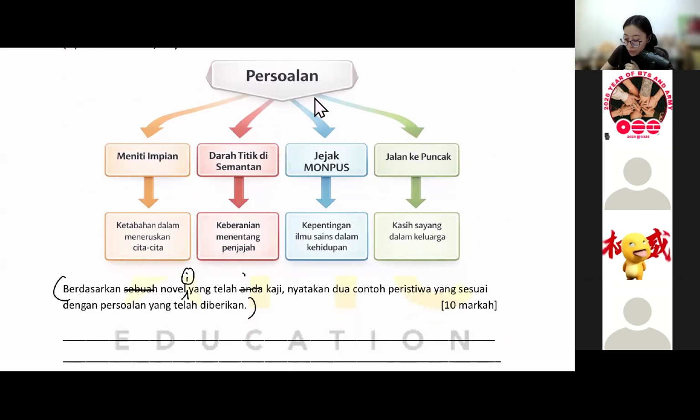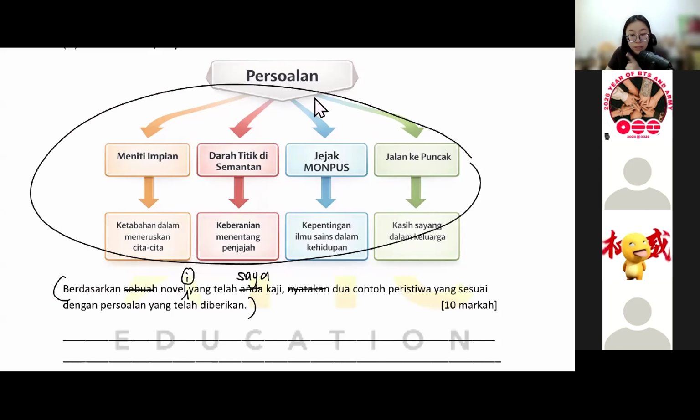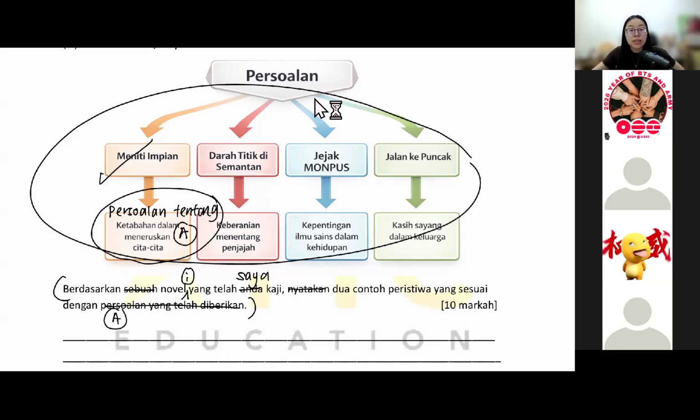Yang telah, anda you have to change to saya. Yang saya kaji, nyatakan 2 contoh peristiwa yang sesuai based on the persoalan, right? So Meniti Impian is this one. Remember, for persoalan, their concept, their format is using persoalan tentang apa? Tentang ketabahan dalam meneruskan cita-cita. So this one, you can write here, peristiwa yang sesuai dengan persoalan. This one cancel. I put an A here. So put an A here. Dengan persoalan tentang ketabahan dalam meneruskan cita-cita.